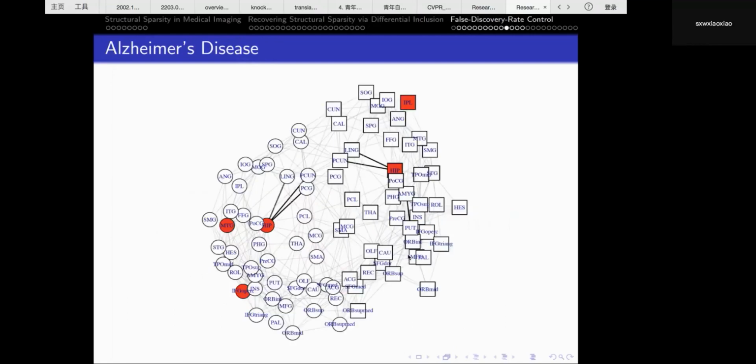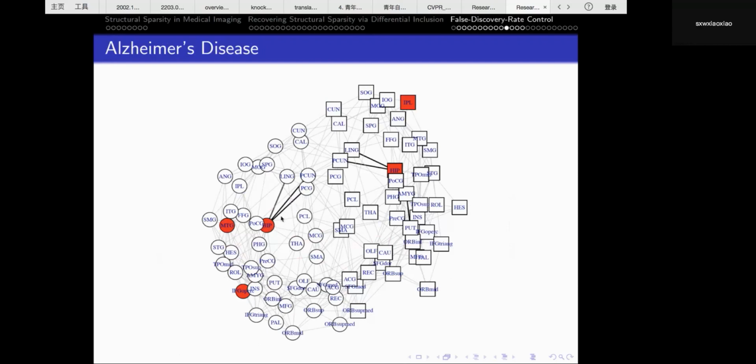We also apply our method on Alzheimer's disease to select the disease-related regions and connections over brain regions in Alzheimer's disease. Each connection involves two adjacent regions with different degrees of degeneration. We mark the selected regions as red and the selected connections as bold edges.